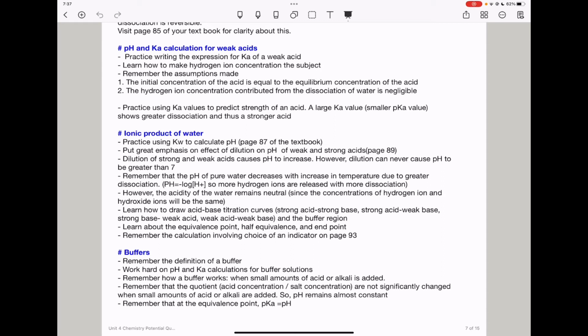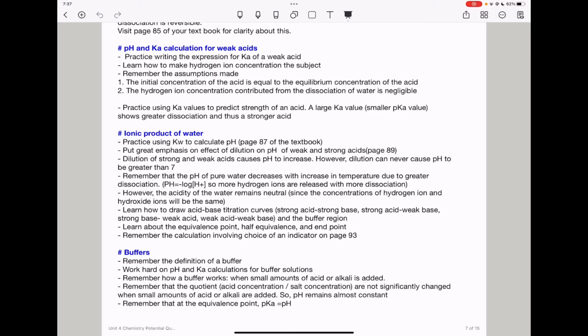You also need to put great emphasis on the effect of dilution on pH of weak as well as strong acids. Remember in your textbook they say with every tenfold dilution, the pH of a weak acid increases by 0.5, while the pH of a strong acid increases by 1. However, pH can never be greater than 7 on dilution, so you need to know that.